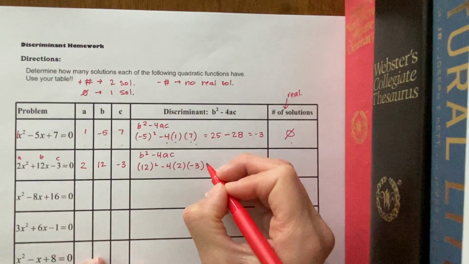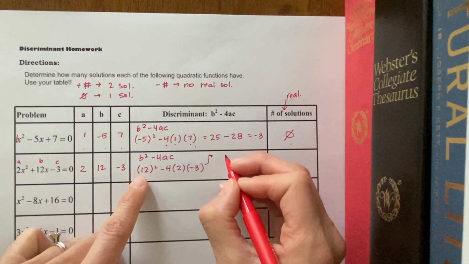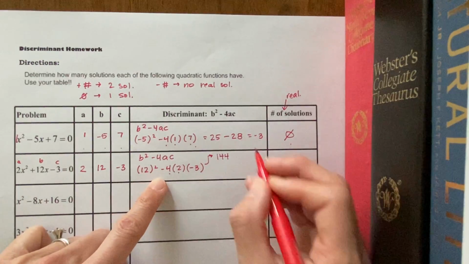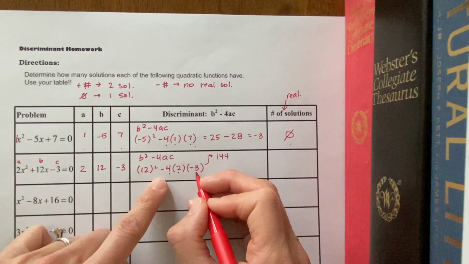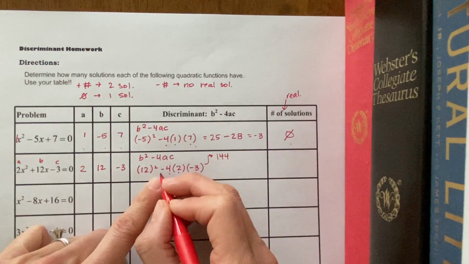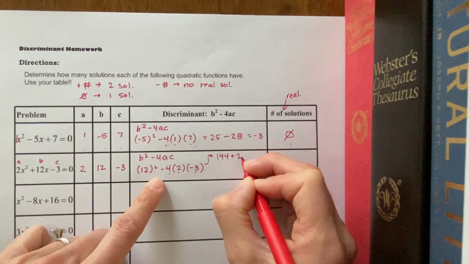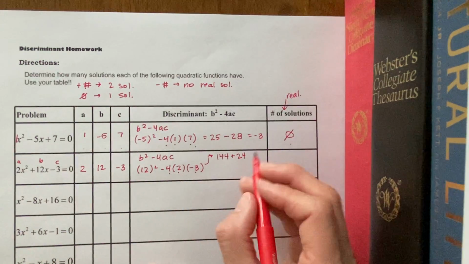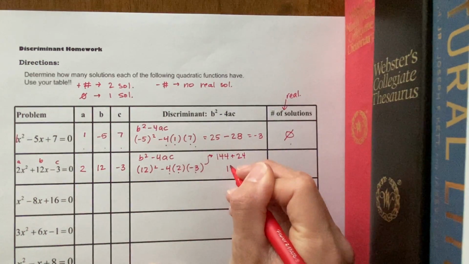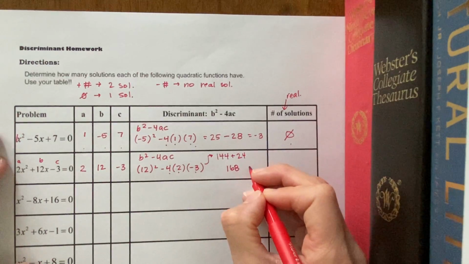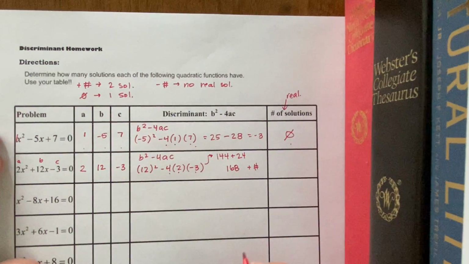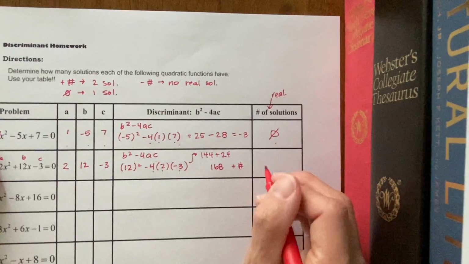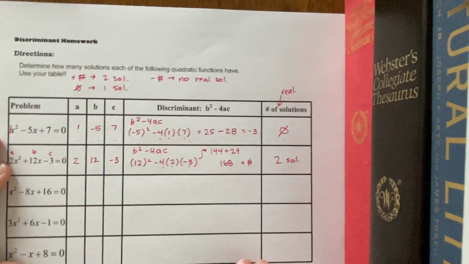two negative signs there. All right, 12 squared is 144. And then 4 times 2 is 8, times 3 is 24. Two negatives make it positive. So I have 144 plus 24, which is going to give me 168. And that is a positive number. So I go up and I see, okay, well, positive numbers means what? That means 2 solutions.